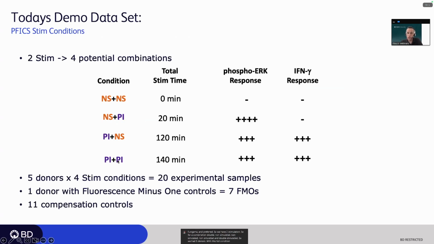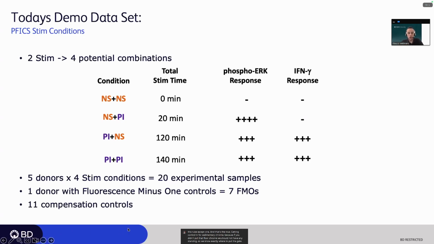That means we have 20 experimental samples. We also did run our FMO. FMO, if you don't know, stands for fluorescence minus one. That means we put every fluorochrome on this tube except one, and that's the true gating control in flow cytometry for that fluorochrome, because if we didn't put that fluorochrome, we should not have any staining, so we know exactly where to put the gate.